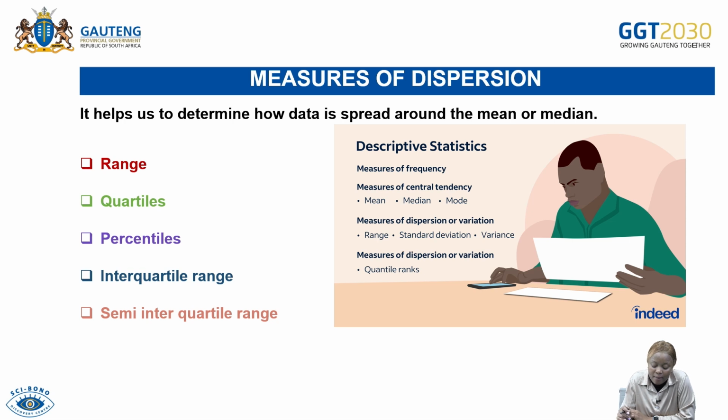Okay, now let's look at the measures of dispersion. We looked at the measures of central tendency, which we use to compare our data sets. Now we are going to look at the measure of dispersion, where we are looking at how our data set is spread around the mean or around the median. So the measure of dispersion helps us to determine how data is spread around the median or the mean. In our measures of dispersion, we've got our range, our quartiles, our percentiles, our interquartile range, and our semi-interquartile range. This is just revision. I know you do remember this from grade 10, right?